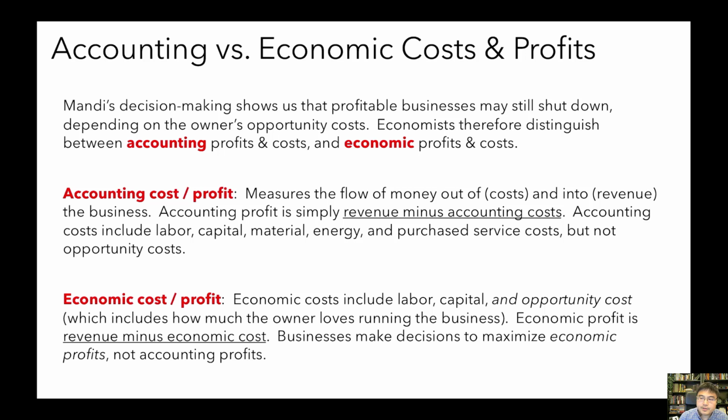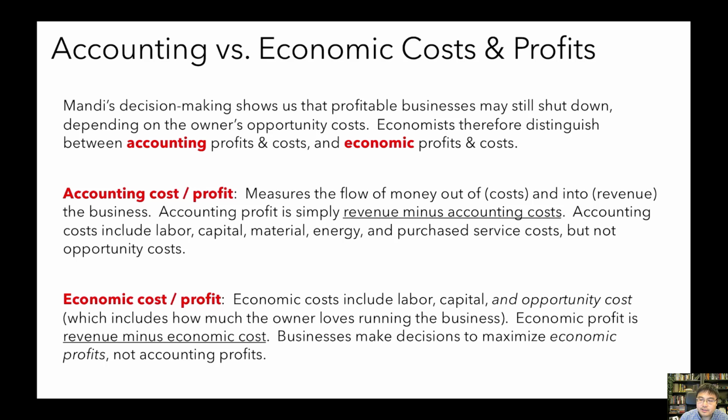Okay, so in contrast to accounting cost and accounting profit, which simply tries to measure the money coming into and flowing out of a firm, economic costs and economic profits are how firms actually make decisions, all right? And so economic cost includes accounting costs, but in addition to the accounting cost, economic cost also includes the opportunity cost. So it includes the cost of what the business owner is losing by choosing to run the business instead of doing something else, okay?